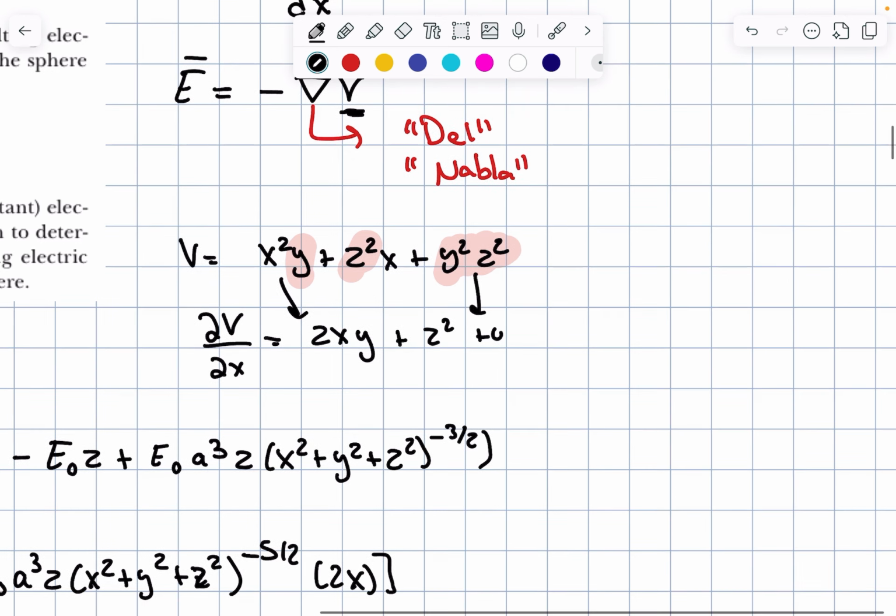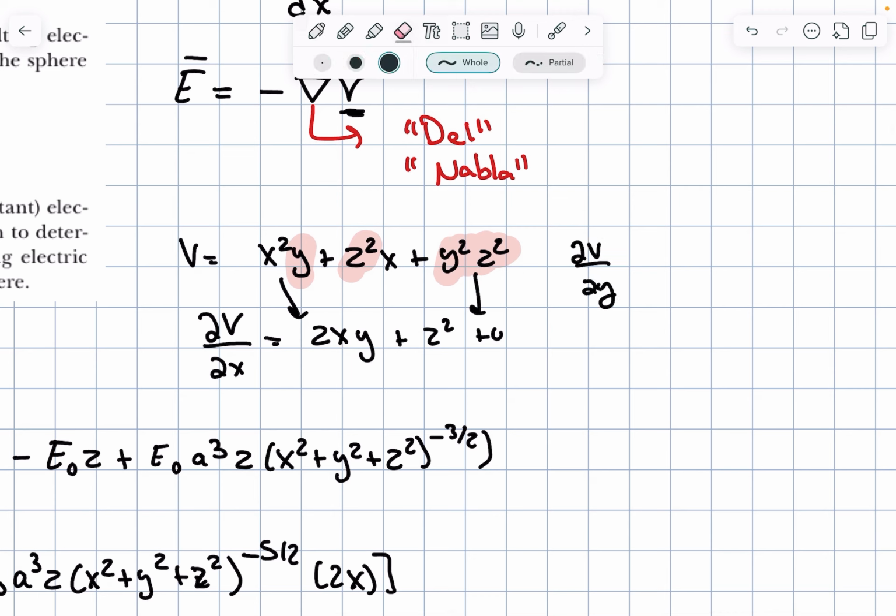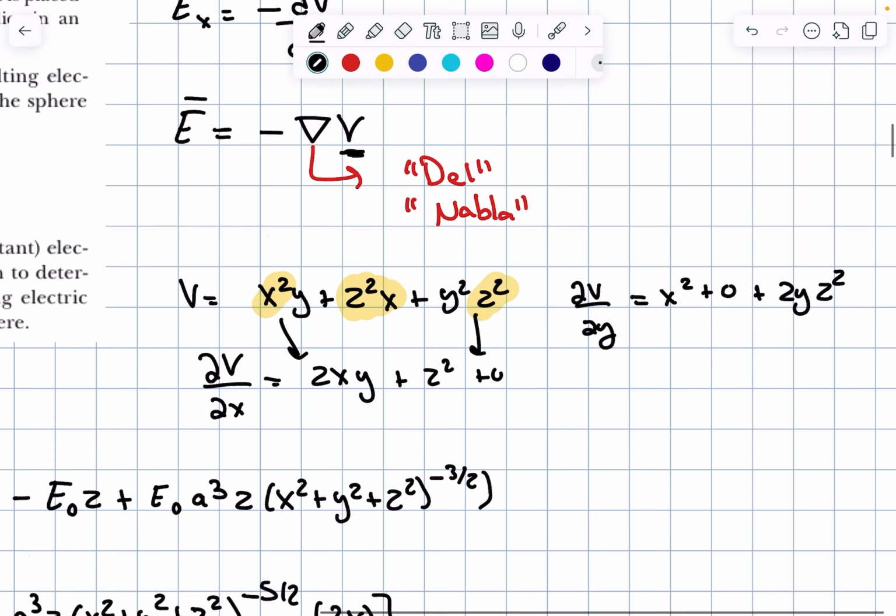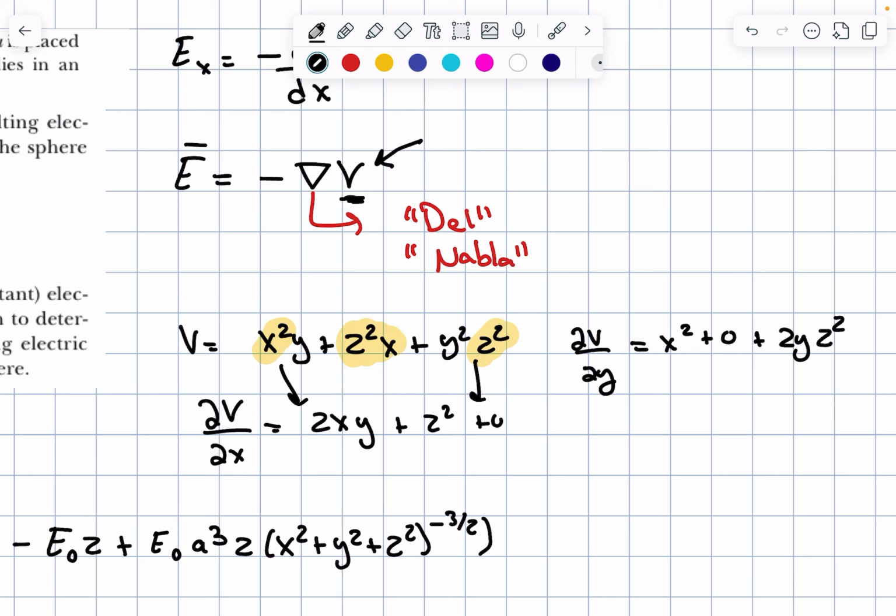All right, if I were to want to figure out dV over dy, same idea, except now everything that's not a y is a constant. So constants, constants, constants. So dV over dy is equal to x squared plus 0 plus 2yz squared. And that is it, okay? Because we're essentially going from something that is scalar to something that is a vector. And that's why we have the nabla notation.